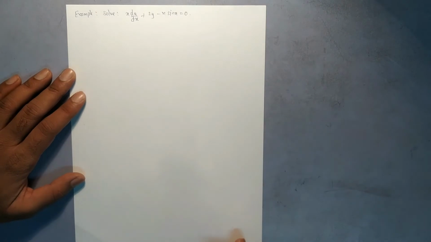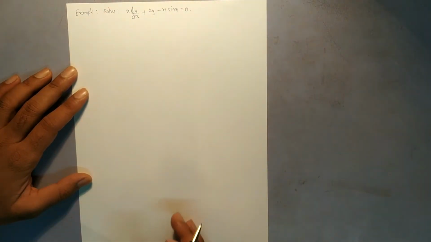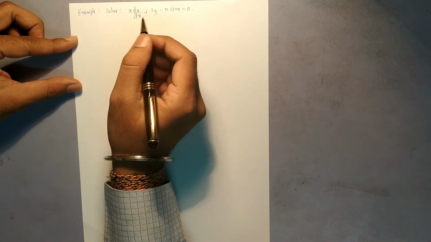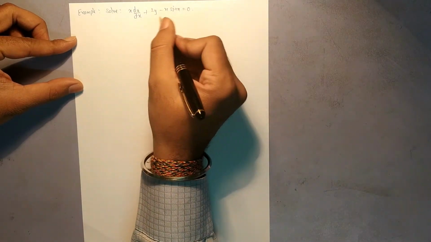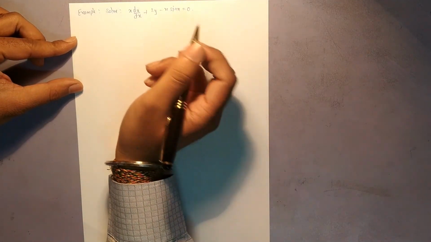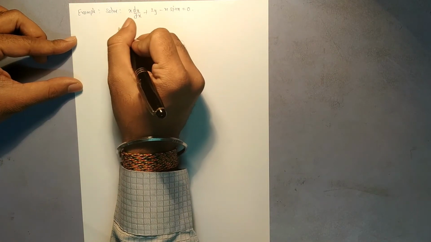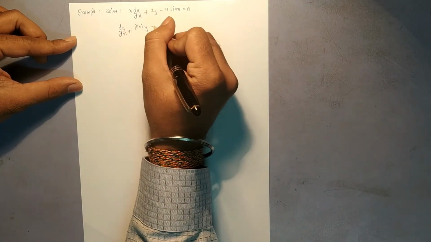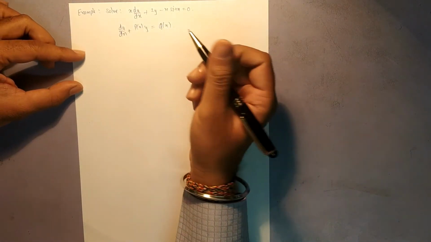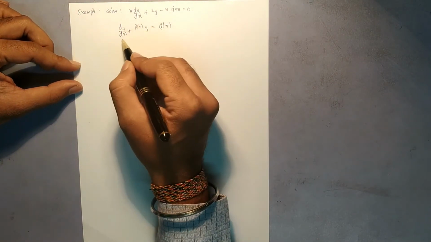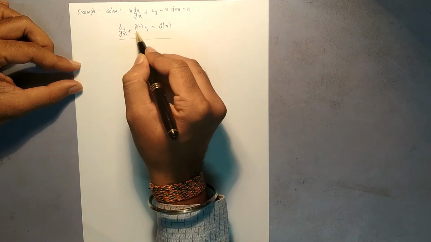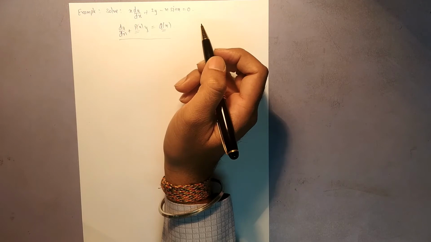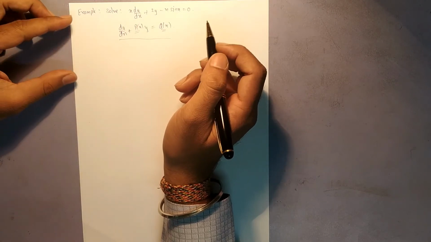Now we consider this example to solve the first order linear differential equation. Here we see that our differential equation is given by this. Now first of all, we have to convert this differential equation into our required form dy by dx plus p of x into y is equal to q of x. So after getting the differential equation in this form, we will get the value of p of x and q of x, and then we will find the integrating factor, and then we will solve the differential equation.